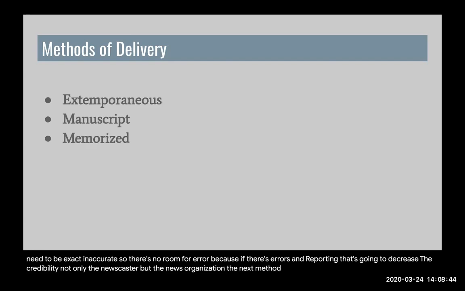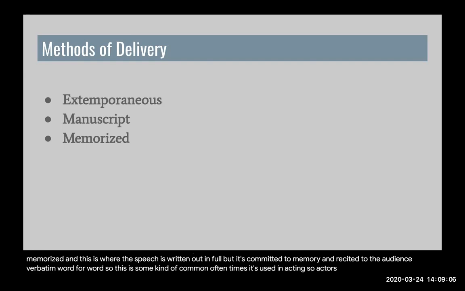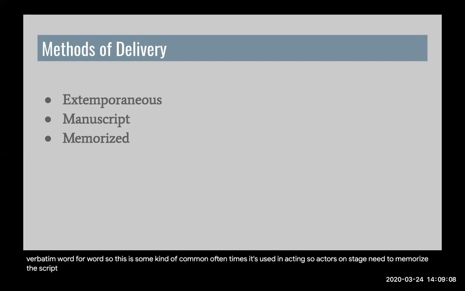The next method of delivery style that we have is memorized, and this is where the speech is written out in full, but it's committed to memory and recited to the audience verbatim, word for word. So this is somewhat common. Oftentimes it's used in acting. So actors on stage need to memorize the script of the play and perform it word for word. Also, some high school and university speech and debate teams will memorize their competitive speeches.